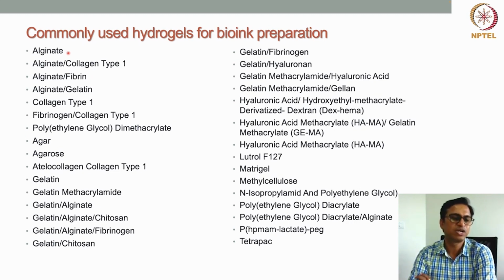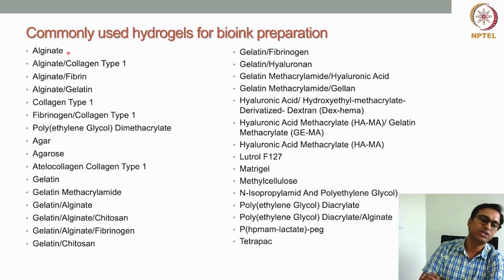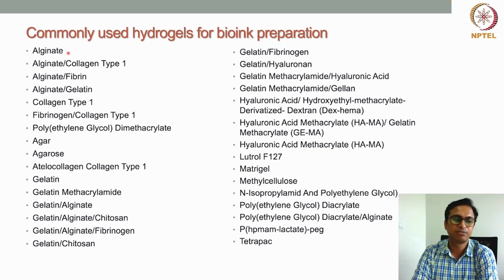Similarly, collagen type 1 has also been used as a bioink material, but collagen type 1 is a thermosensitive material. The temperature has to be controlled for this material. There, collagen type 1 has also been mixed with other biomaterials like fibrinogen to develop a multimaterial bioink. Similarly, polyethylene glycol dimethacrylate, PEGDA.